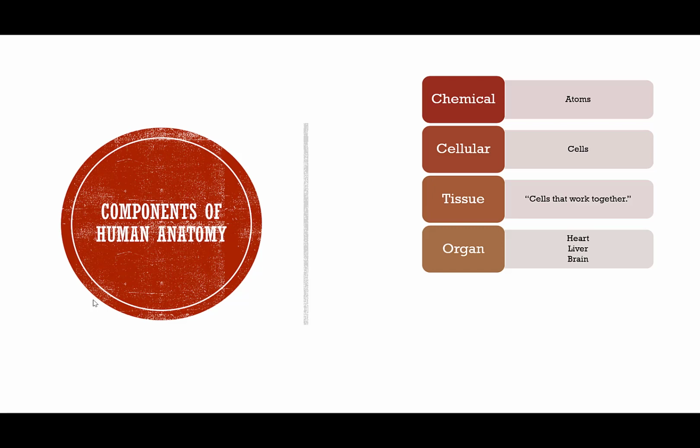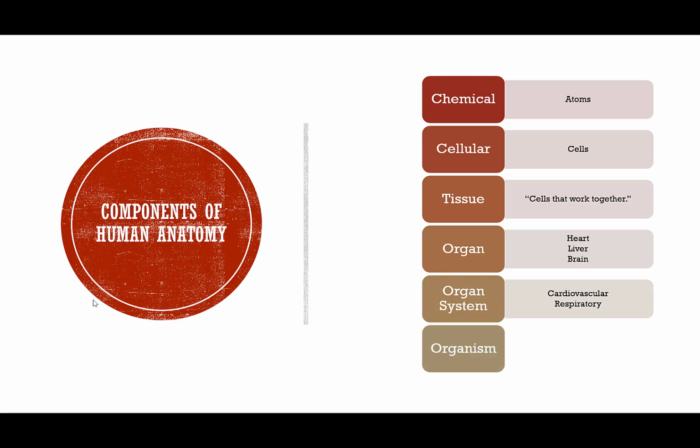And then lastly, when we bring similar organs together that support a specific type of work in the human anatomy, we call that an organ system. We have the cardiovascular system, the respiratory system, the nervous system, right? And so ultimately when you take all of that and bring it all together, we have an organism, and in this case, it's a human organism.